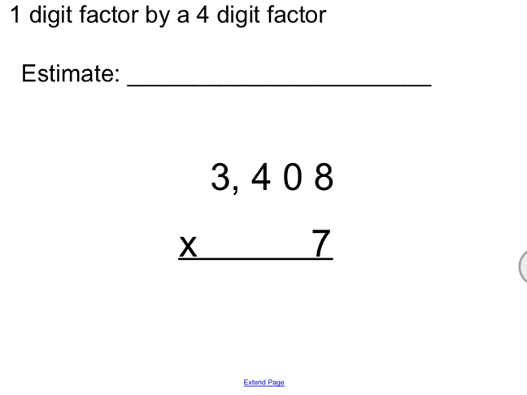Okay, so now we're just going to be applying the same strategies step by step. But now we're going to do a 1-digit factor by a 4-digit factor. So again, let's estimate the product. But this time, since we have a 4-digit number, it's in the thousands place. We're rounding to the thousands place. So 3,408 is about 3,000. 3,000 times 7.